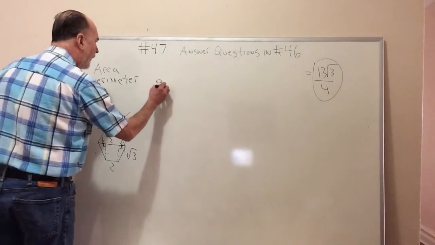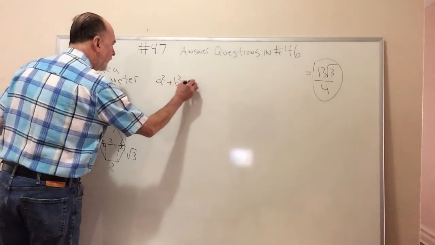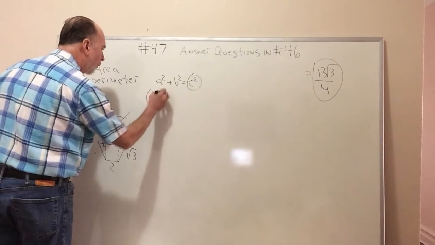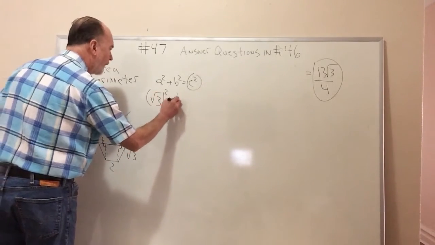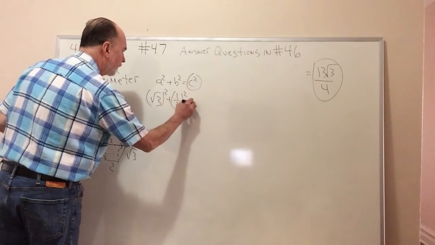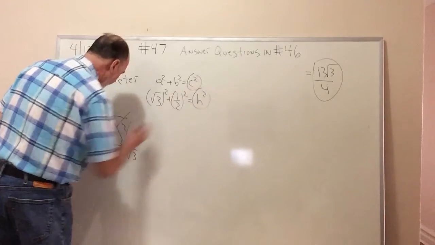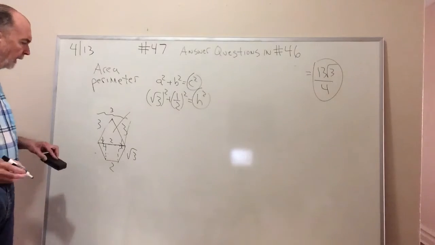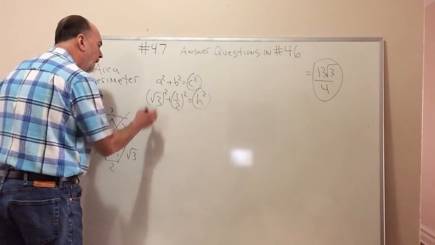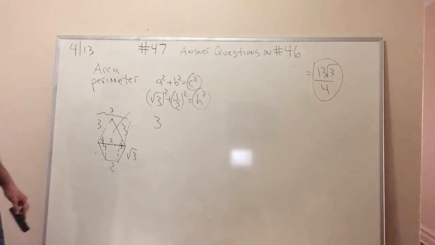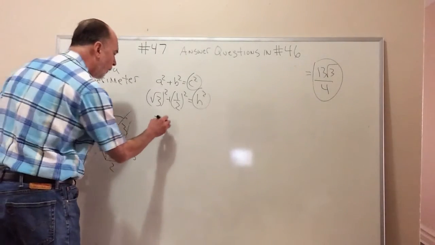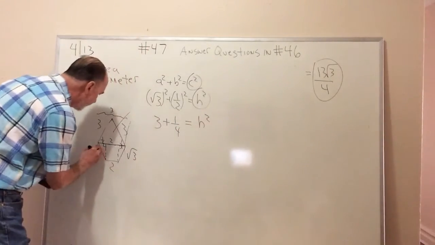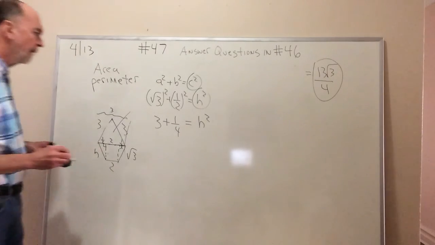So here we go. a squared plus b squared equals c squared. And now I want the hypotenuse. So it's radical 3 squared plus 1/2 squared must equal the hypotenuse squared, which is the slanted side of the pentagon. Radical 3 times itself, of course, is 3. You're supposed to know that. We taught you that a long time ago. 1/2 squared is 1/4. And that equals h squared. We're calling this h since we're regarding it as a hypotenuse.